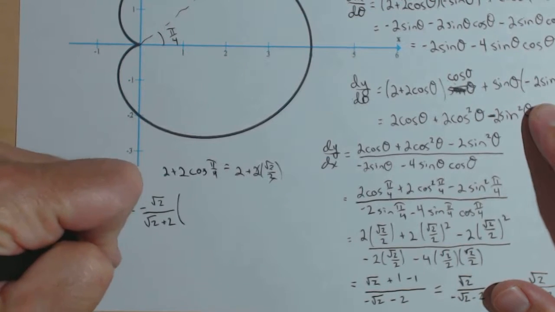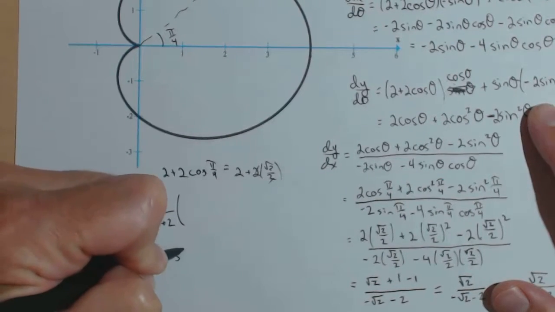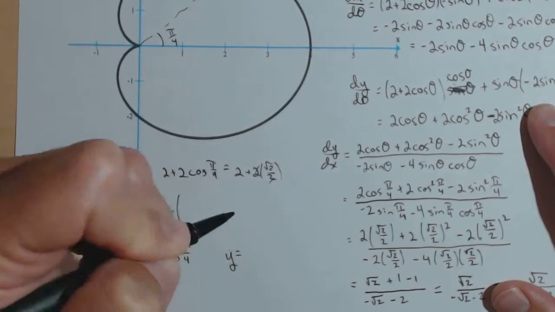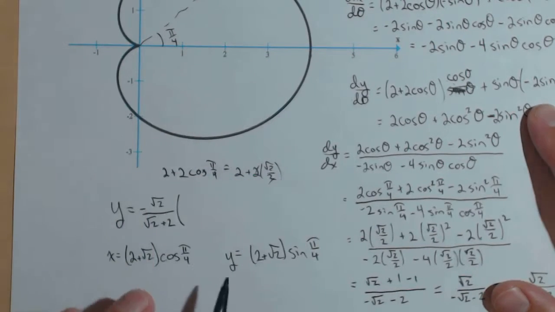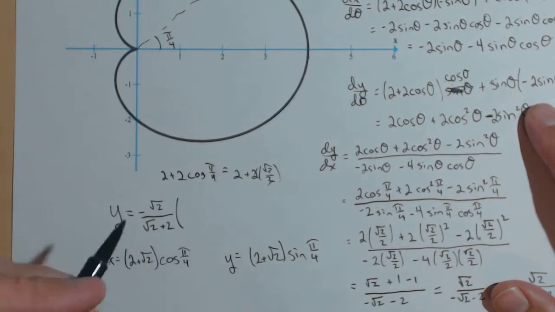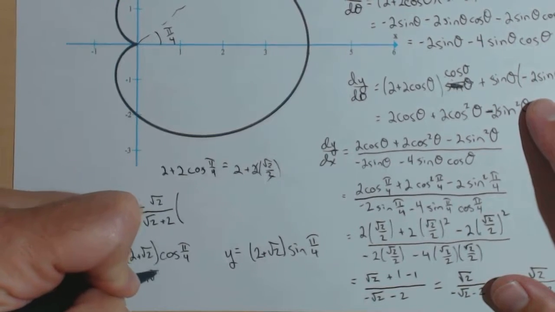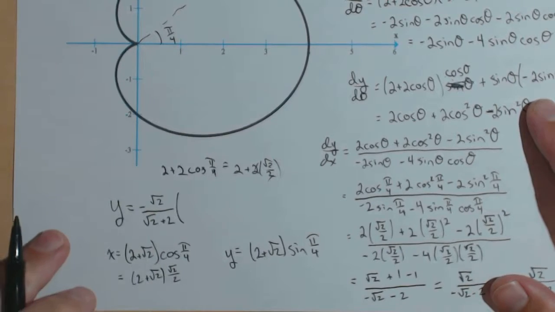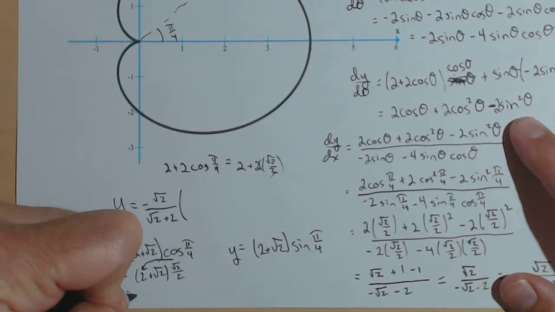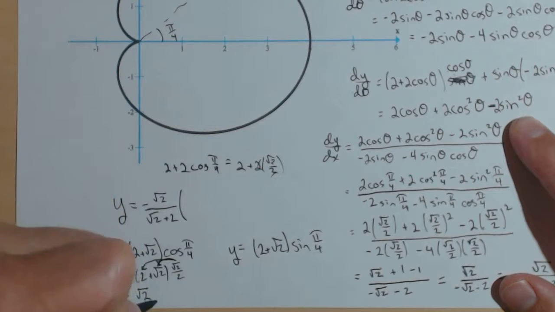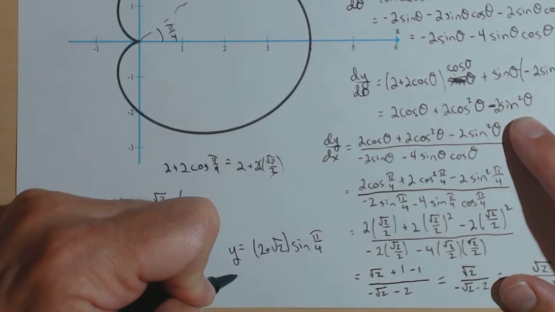So the x coordinate is going to be, r is 2 plus square root of 2 cosine of pi over 4. The y is 2 plus square root of 2 sine of pi over 4, which those are going to be the same value, because cosine and sine of pi over 4 are just rad 2 over 2, which equals 2 plus square root of 2 times square root of 2 over 2. Now we can clean this up just a little bit, because I can distribute this. If I distribute here, I get square root of 2. If I distribute here, I get 1. So those are my x and y values.